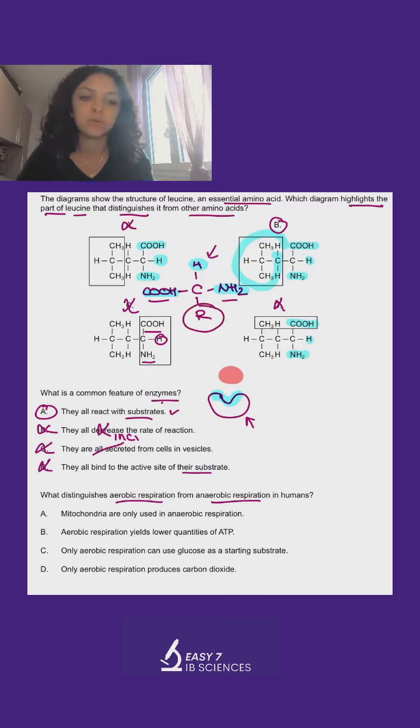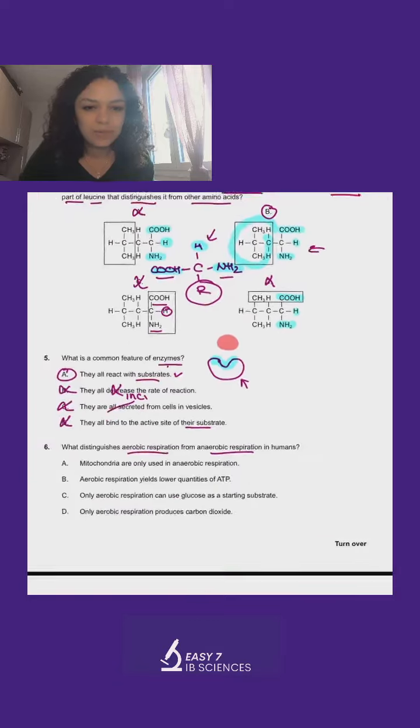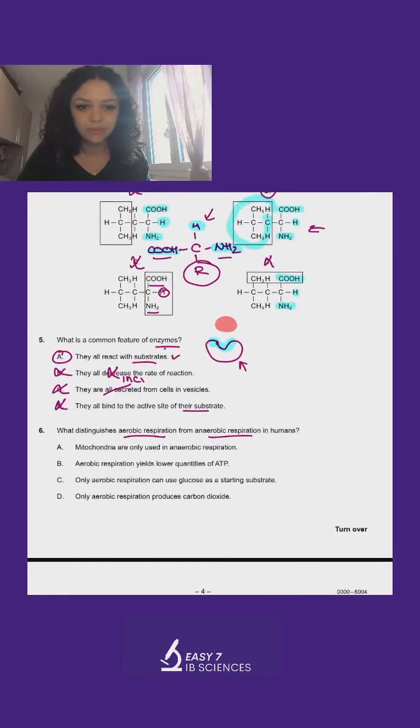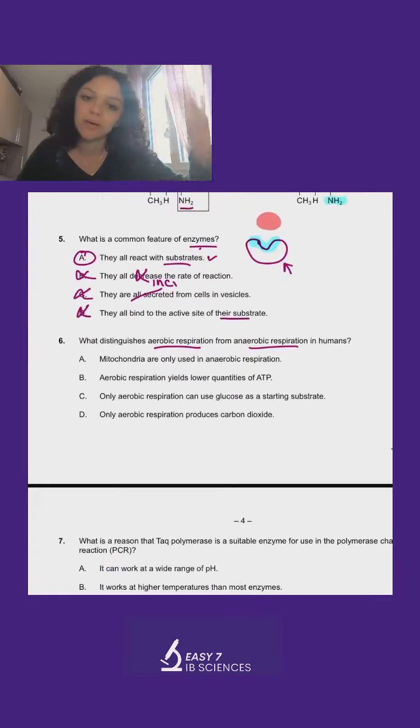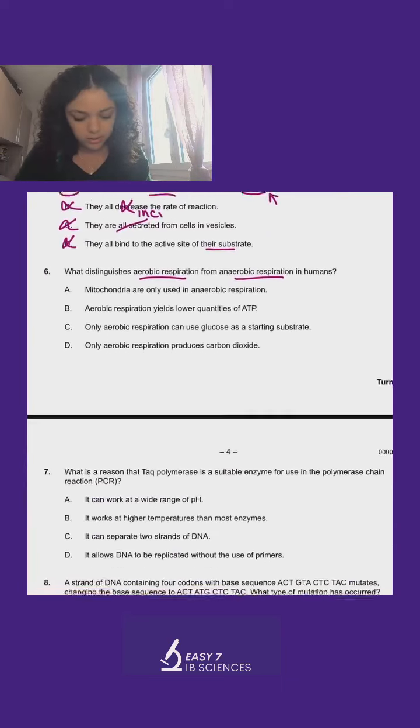So you just have to circle the R group, and B is the only one that shows us the R group. Hopefully that made sense. Let me know if you want me to explain it again, and if so, I can come back to it at the end. Okay, what did we say for this?